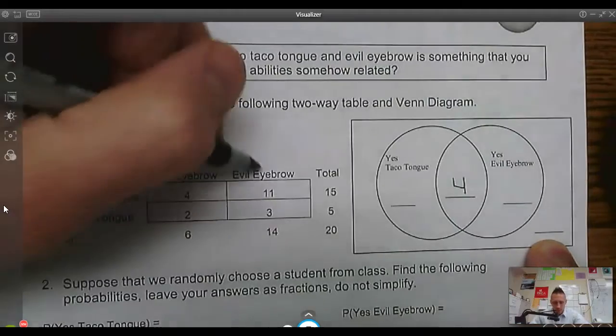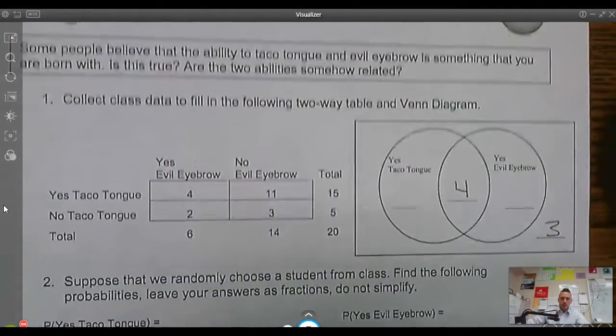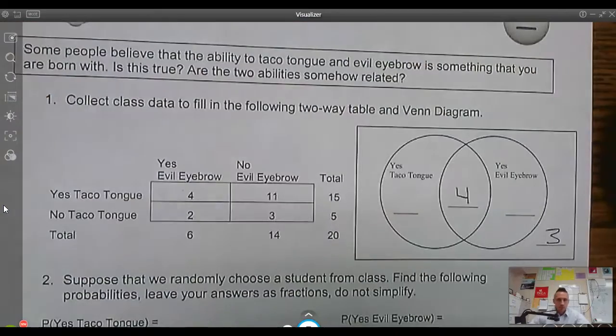The other one that's easy is no evil eyebrow, no taco tongue. There's 3 students who couldn't do either. That's going to go outside of the circles, but inside of the rectangle.